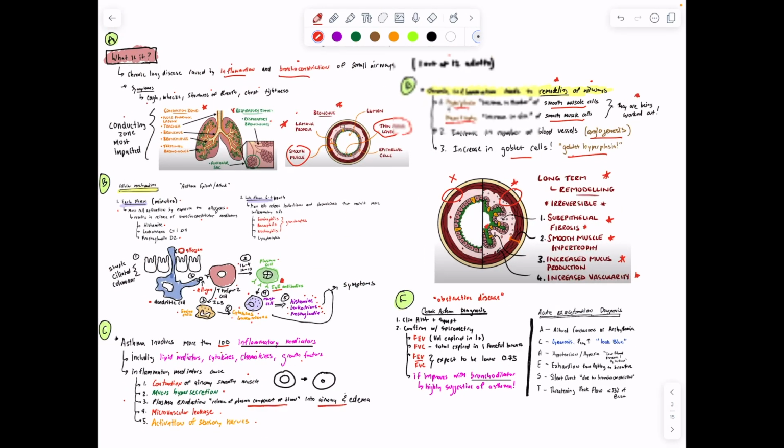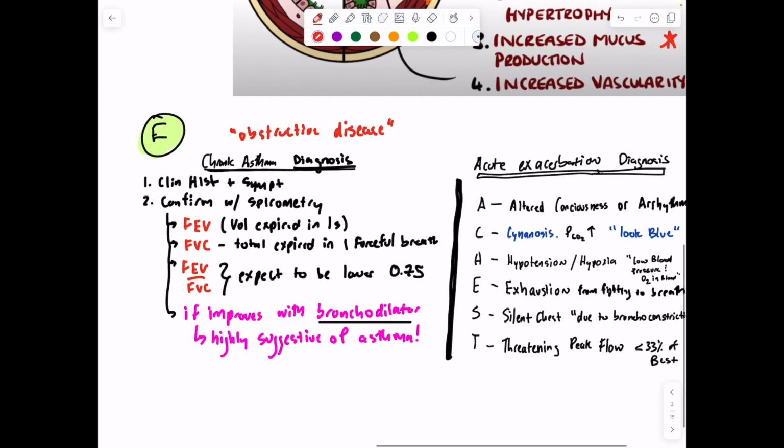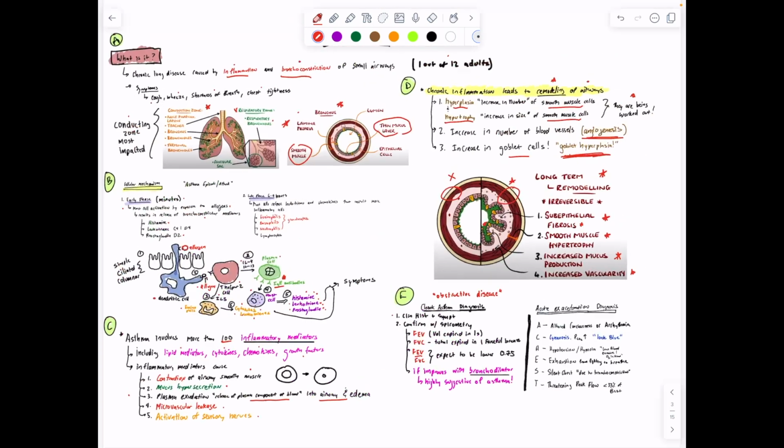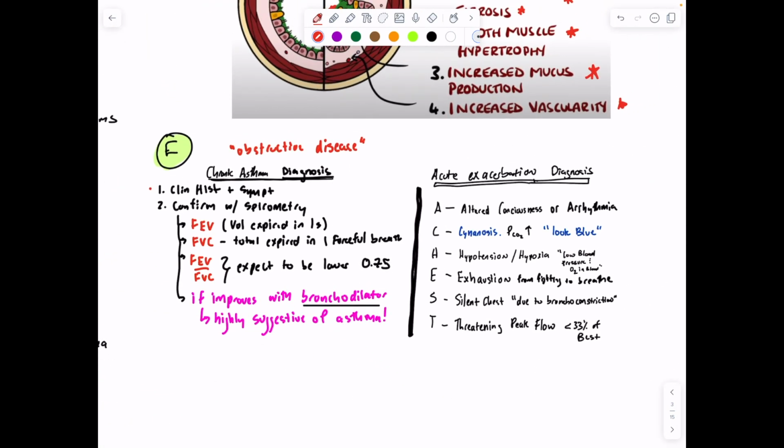All right, so then how would you go about diagnosing asthma? Well, we've already seen this a little bit in our physio lecture, but in particular, first thing you do is you look at your clinical history and your symptoms, right? What are the symptoms? Cough, wheeze, shortness of breath, chest tightness. Then you can confirm with a spirograph, specifically forced exhale volume in 1 second, and then forced vital capacity is the total forced expired volume from one breath.